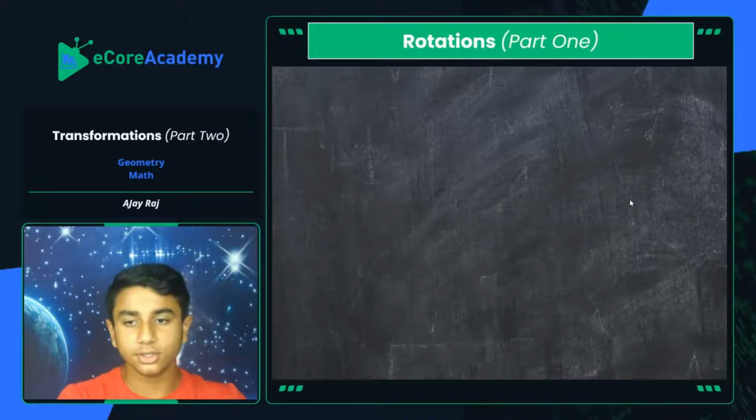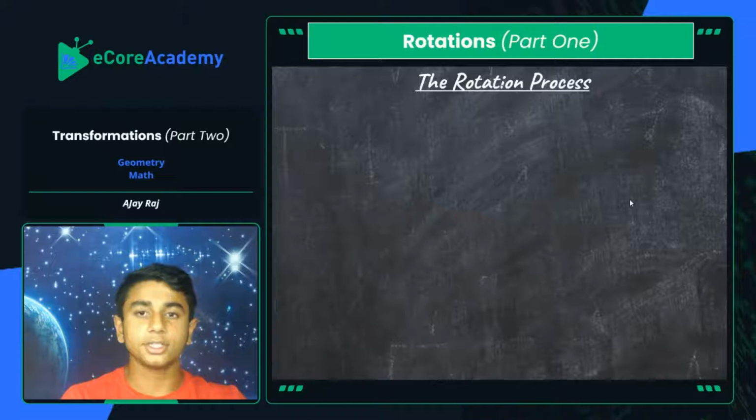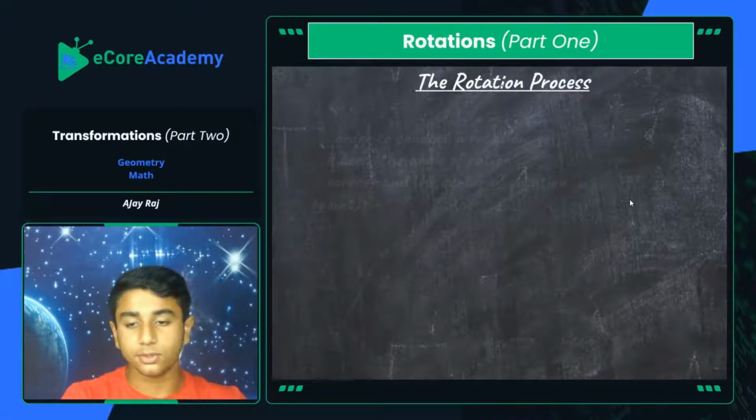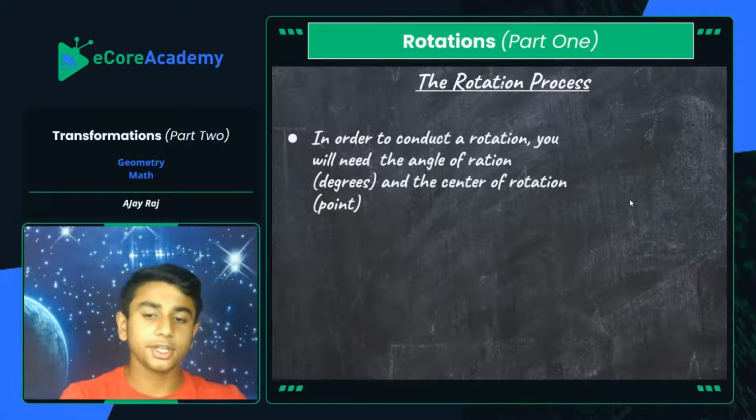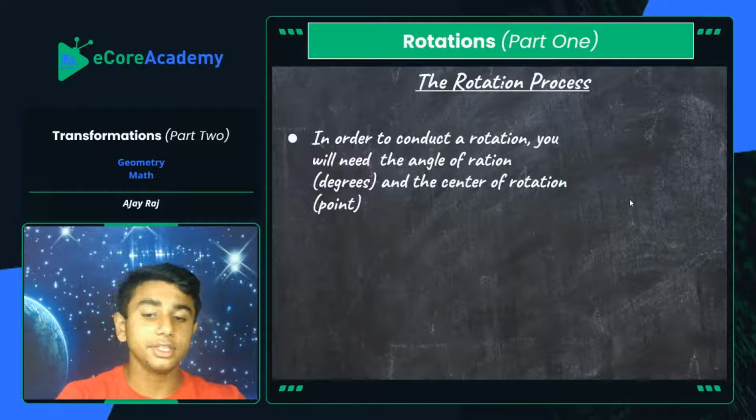All right, so the first type of rigid motion transformation that we're going to get into today is our rotations, part 1. And this is all about the rotation process. This is an overview, not necessarily what's given in the specific parts with given values. So in order to conduct a rotation, you will need the angle of rotation, which is given in degrees, and the center of rotation, which is a specific point.